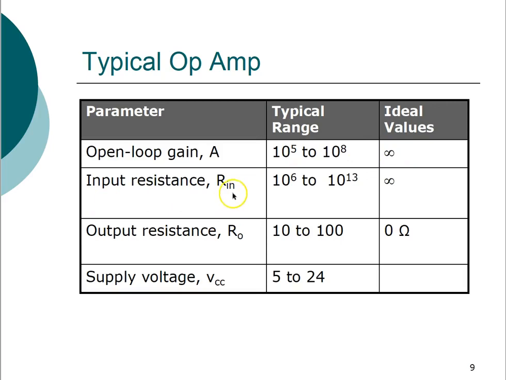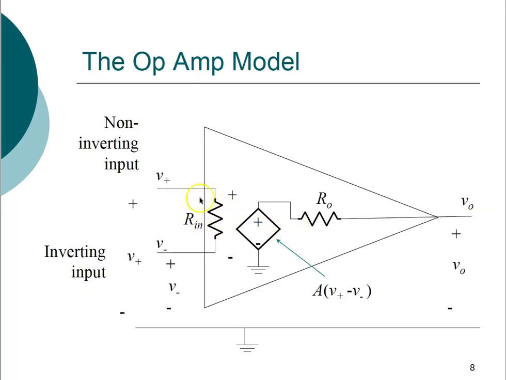And the input resistance, which is Rin, is typically in the range of 10 to the power 6 to 10 to the power 13. And then ideally the input resistance is very, very high. So if the input resistance is very, very high, that means this point is going to be equal to this point. There is a concept of a virtual ground because of this, and we are going to see this in the next coming lectures.